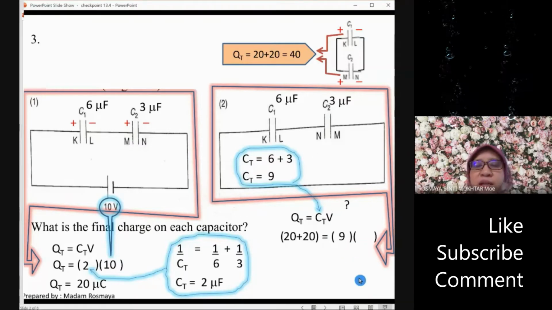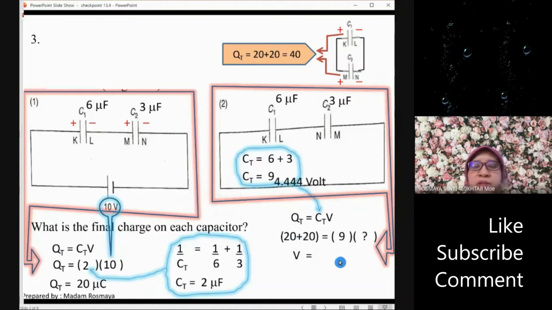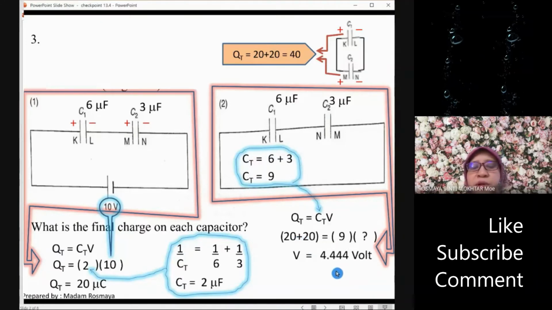Okay, so now we calculate the V. 20 plus 20 is 40. 40 divided by 9, so you get 4.444 volt. Because we haven't come to the final answer yet, I write in the larger number of significant figures.